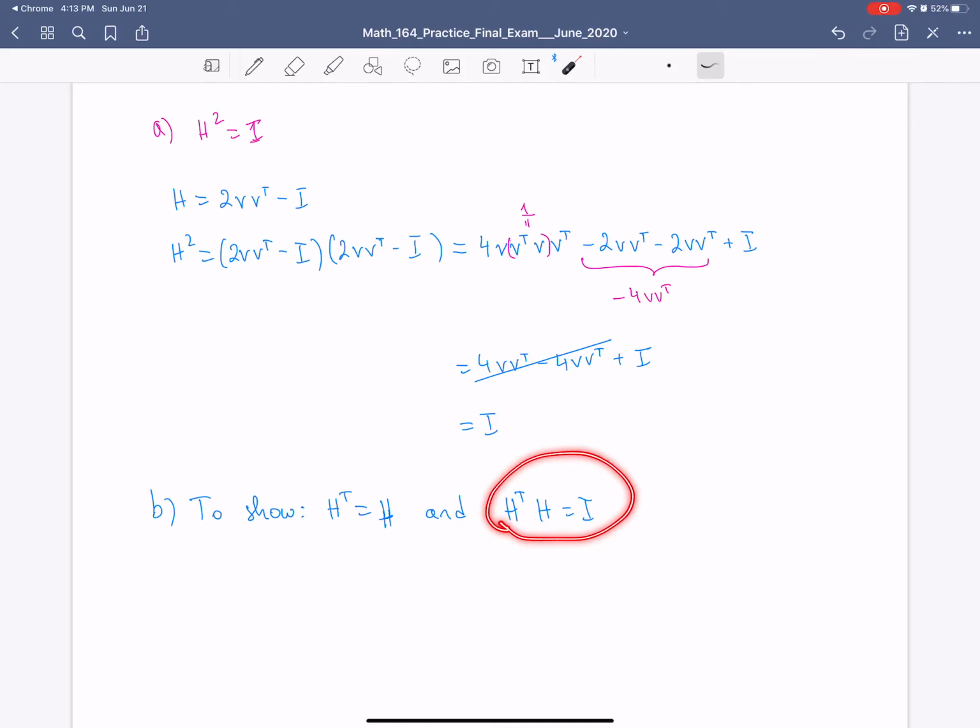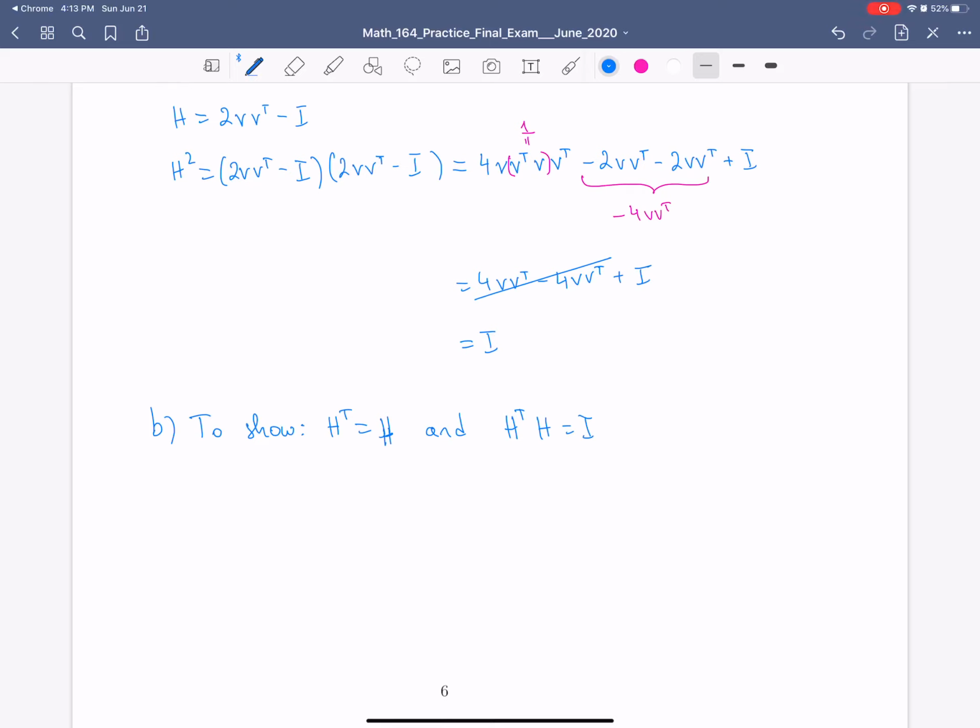So the second part follows directly from part A and the first part. It's the first part that's truly interesting. So again, we have to look at the definition of H, which is 2VV transpose minus the identity. From here, I need to look at H transpose. So I have this expression, and I need to transpose it.